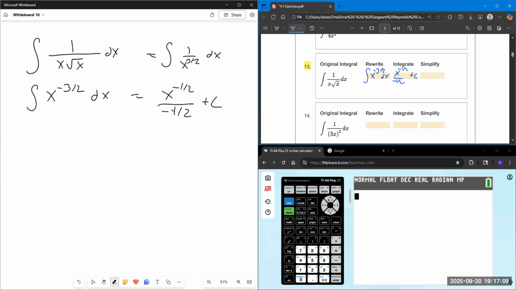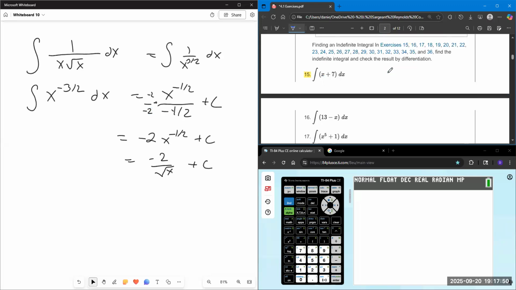And I'm going to multiply by negative 2 over negative 2 to make that a denominator of 1. So that's going to be a negative 2, x to the negative 1/2 plus c. And then I'm going to bring this exponent down and write it as a square root again. Negative 2 over the square root of x plus c. That would be my simplified answer here. All right. Let's go ahead now and look at number 15.